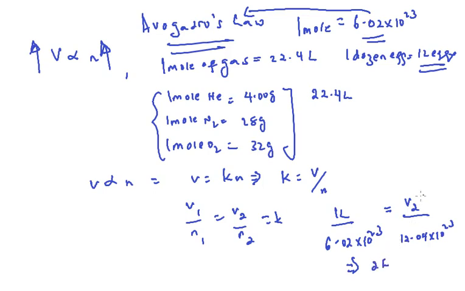So these values will be constant. If you divide 1 liter by 6.02 or 2 liters by 12.04, you would get the same number. So this is one of the indications that the K value is constant. When you do the ratio of volume versus the number of moles, it always gives you a constant value.